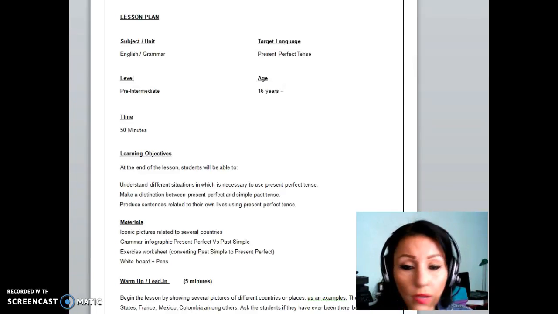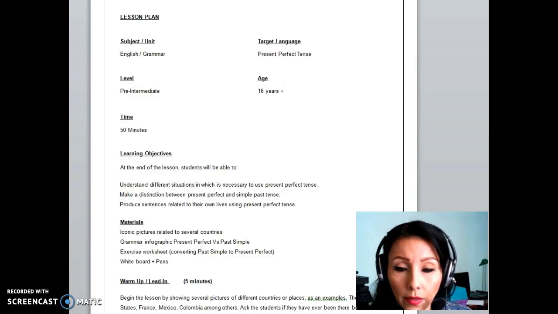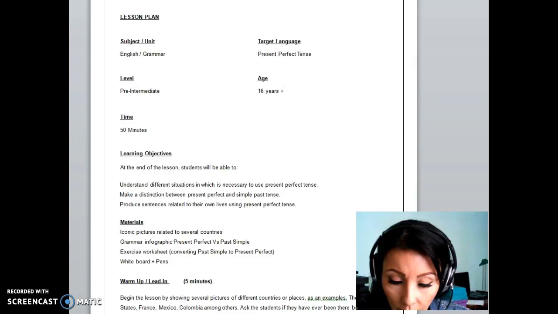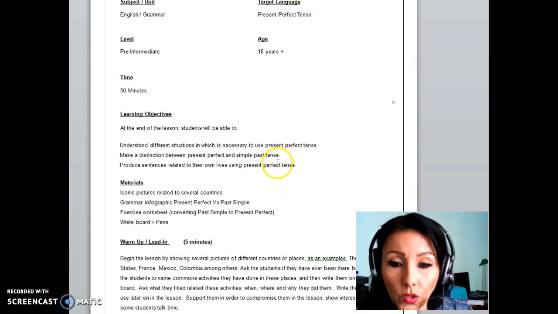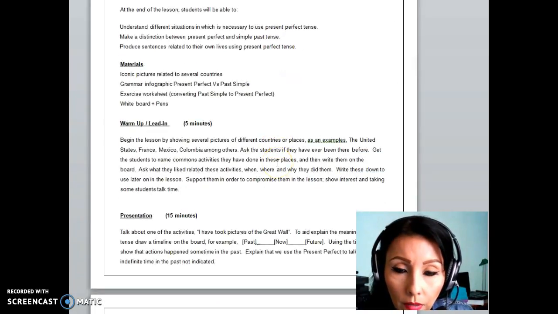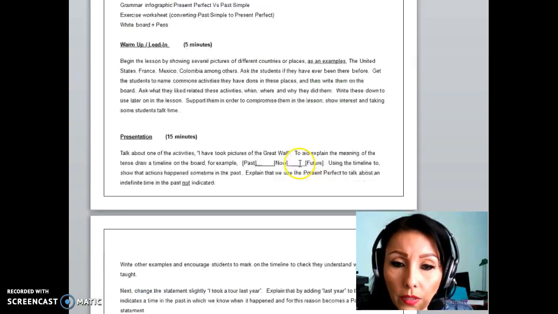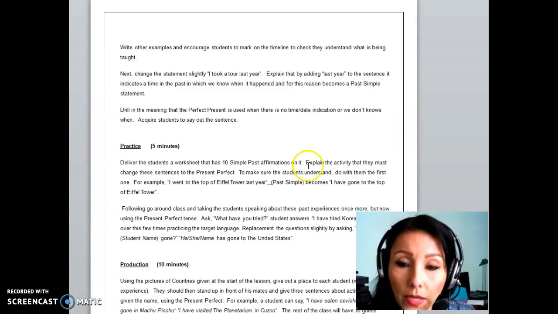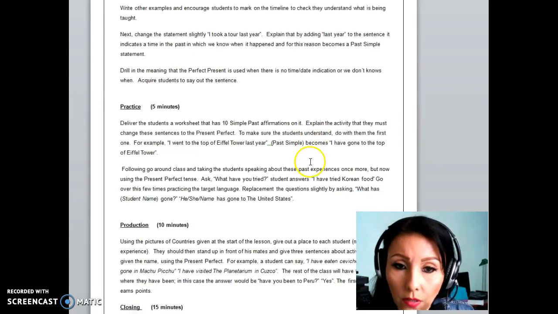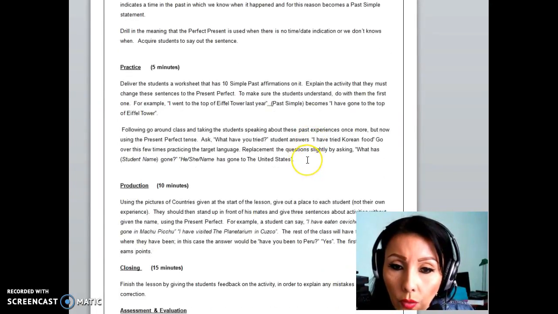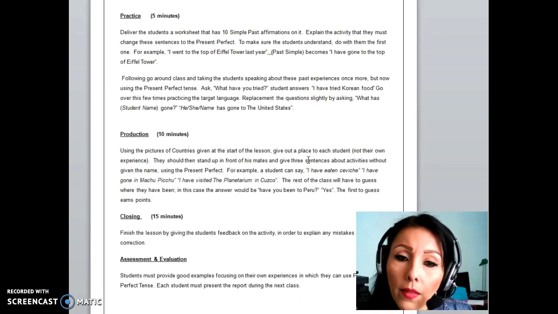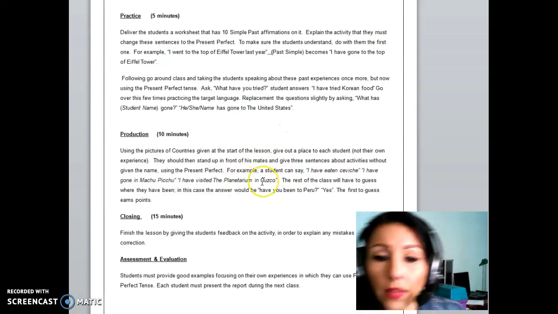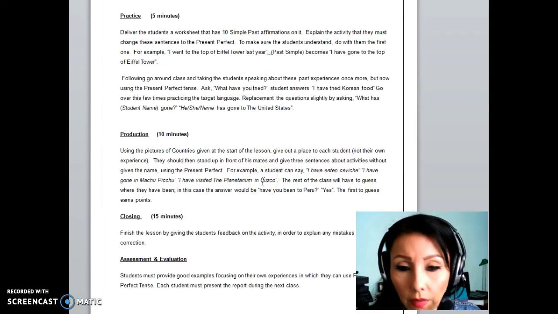The other steps are the warm-up, where the idea is to spend 5 minutes on this activity. Next, the presentation. The time is 15 minutes. Also practice for 5 minutes, then production for 10 minutes. After that, closing for 15 minutes, and finally, the assessment and evaluation.